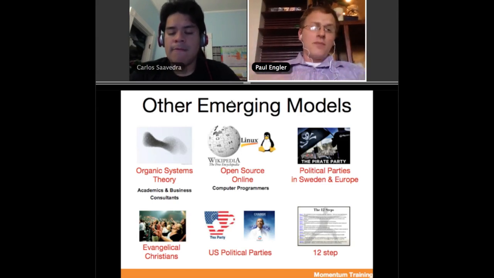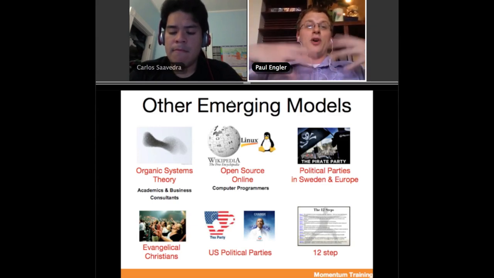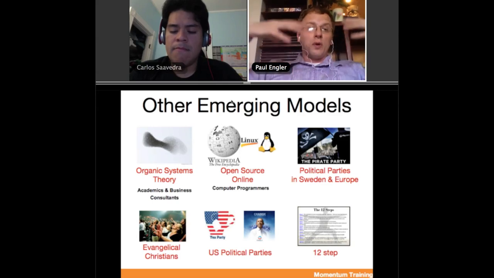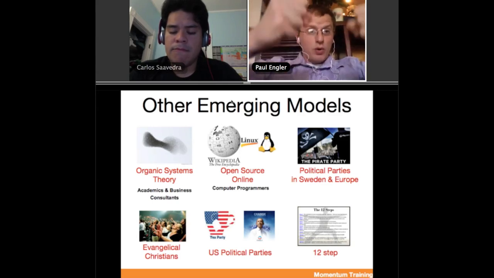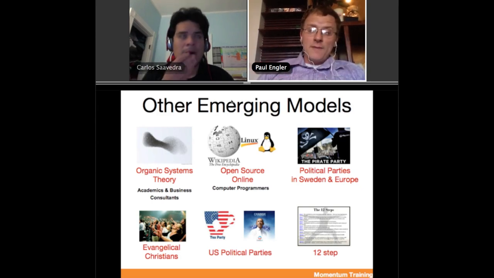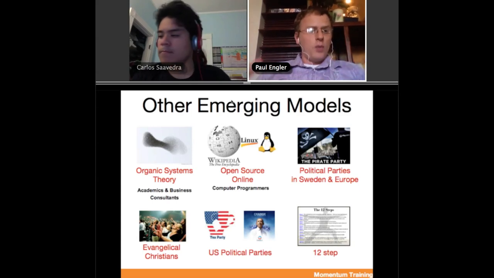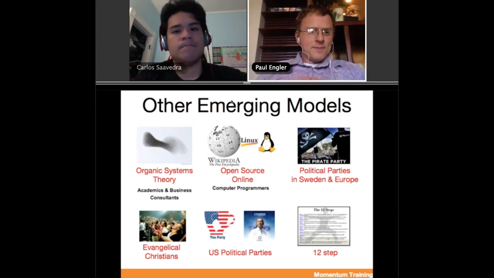And even from those organizational forms, people have been able to create alternative models for making computer programming that is free and accessible to people. Others have taken that technology and applied it to political parties. The one we talk about is the Pirate Party in Sweden, which has spread all over Europe, and is using a lot of the open source ideas.